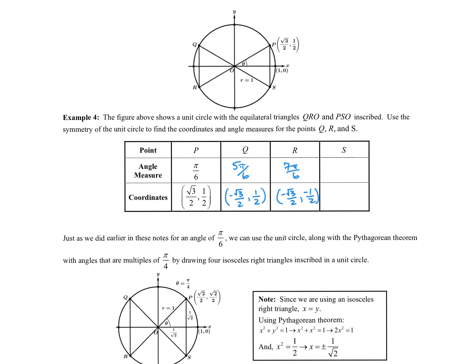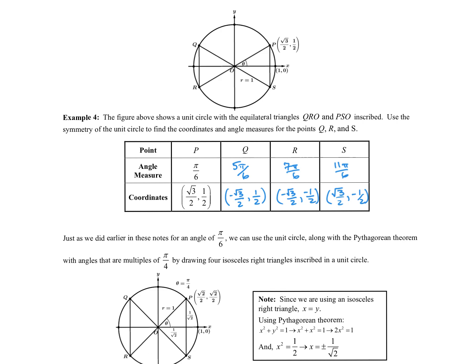All right, let's do S now. So S, what's its angle measure? 11 pi over 6. All right, and so which way did that one move? It moved right, so my x coordinate is positive square root 3 over 2, and my y coordinate would be what? Negative 1/2. All right, pretty good.